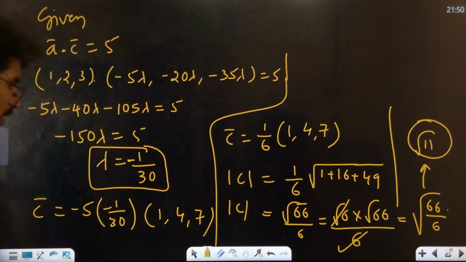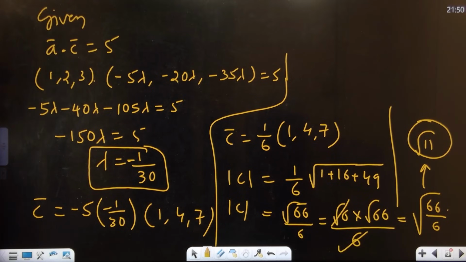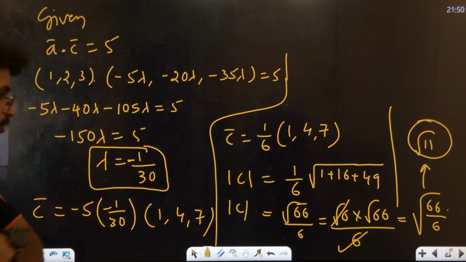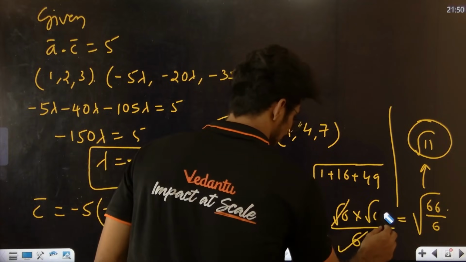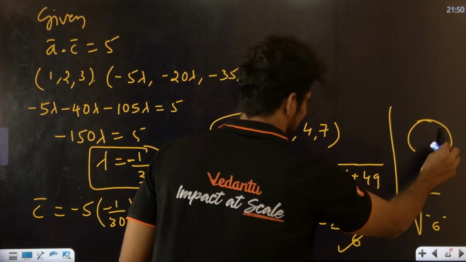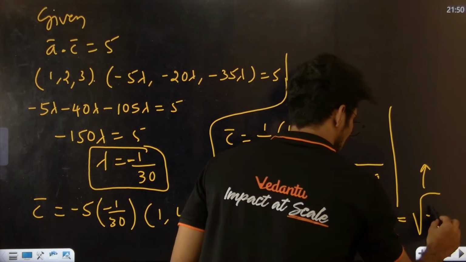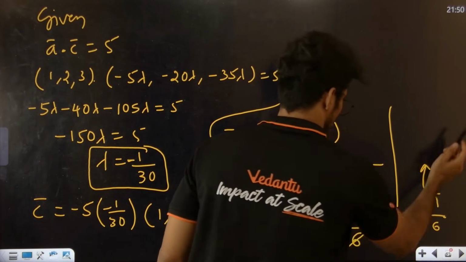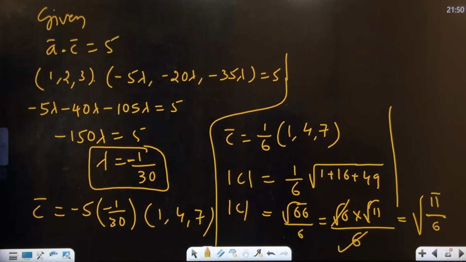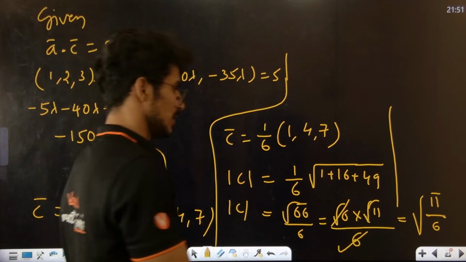Any doubts? Guys, actually I wrote wrong. Here 11 will come, right? My bad, I'm sorry. Look, 11. This should be the answer: root 11 by 6.